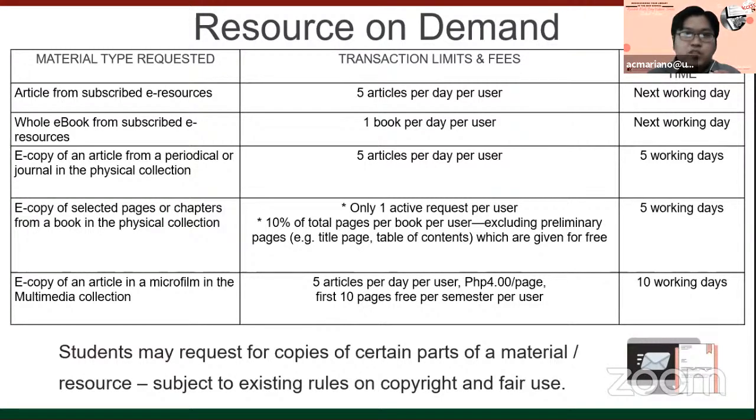We usually process things, so if you have a current request, you can add another request. So please, like I said a while ago, you'd need to be able to articulate and enumerate everything you need, as much as possible in one request. So for an e-copy of an article from a periodical or journal in our physical collection, it's still 5 articles per day, but the turnaround time is 5 working days.